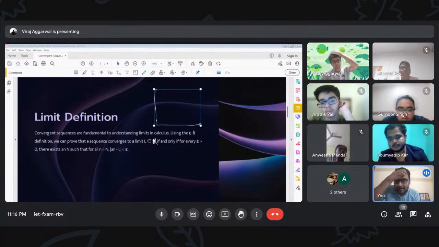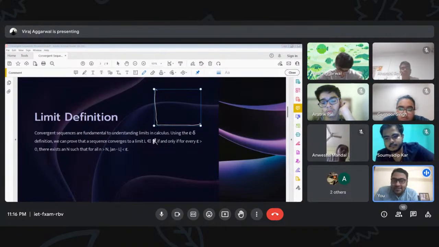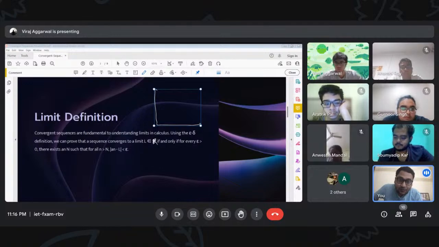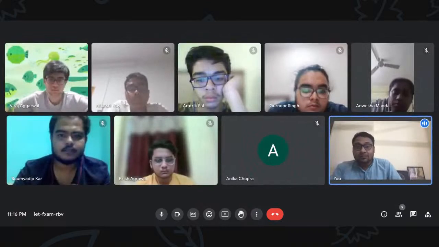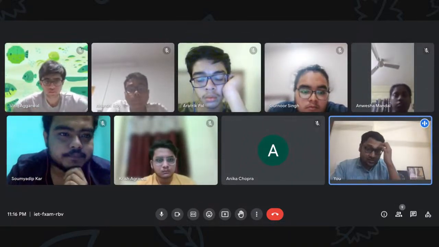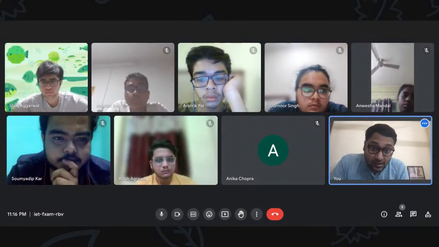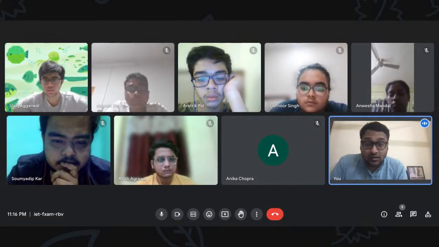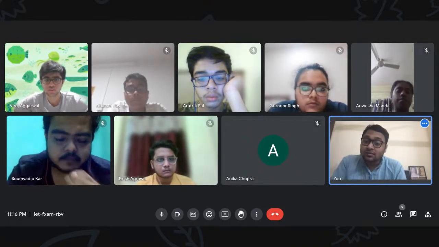Right. Distance between A and L. So it seems that to make the definition of limit, you first need to assume that this is a metric space. There is a concept of distance in that space. Yes, I understood your question. So my question is whether it is possible to invent something like limit or convergence in a space where there is no definition of a distance. Okay, so think about it.